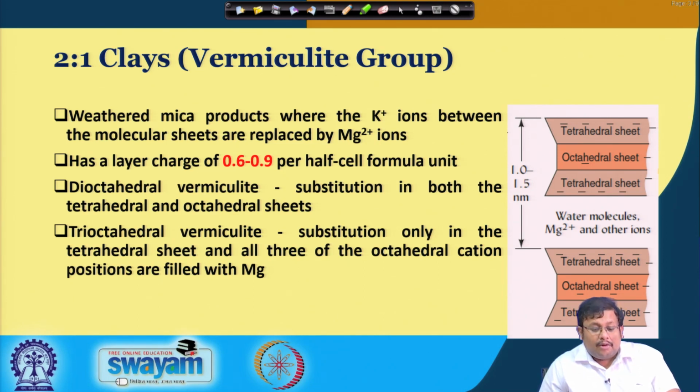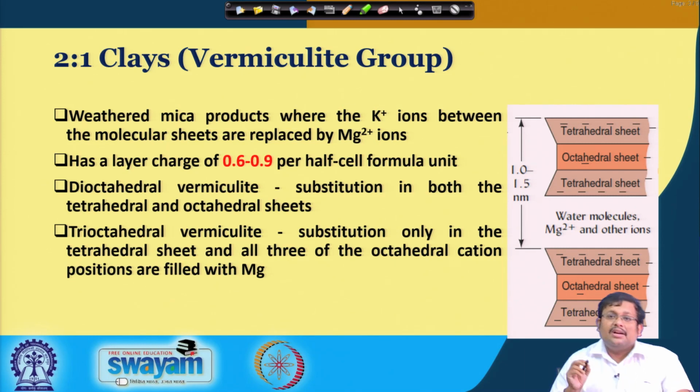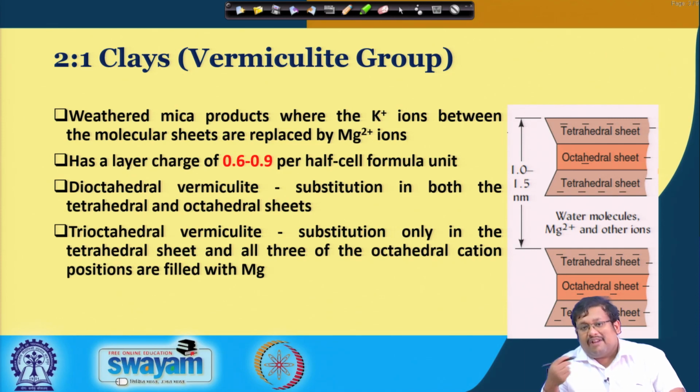group is formed. So, this is the weathered mica product where the potassium ions between the molecular sheets are replaced by magnesium, and this is one of the major distinguishing characteristics and differences from illite. In the illite, the interlayer space was occupied by potassium ion. However, when further weathering goes on, this potassium ion gets replaced by water molecules as well as magnesium and other ions. So, there is a dominance of magnesium in the interlayer space in the case of vermiculite, and it has a layer charge of 0.6 to 0.9 per half cell formula unit.